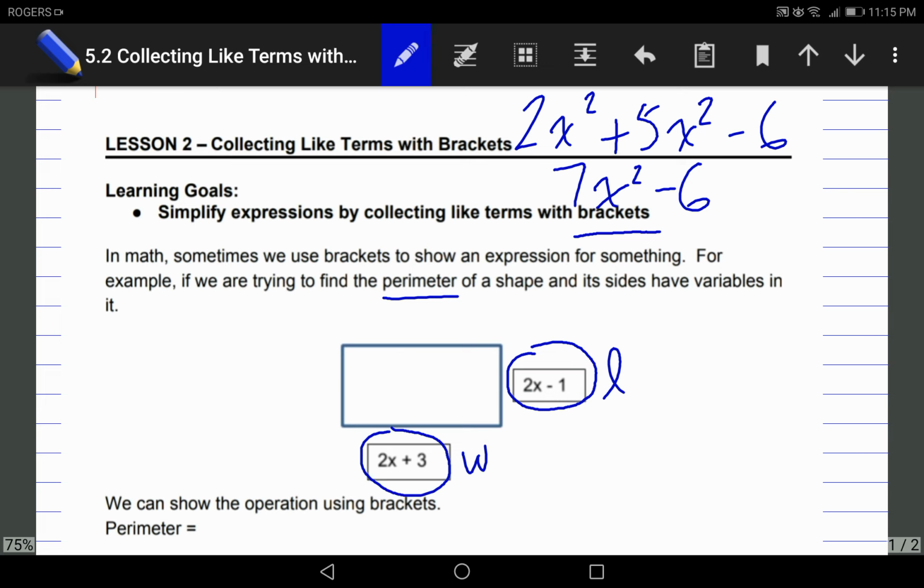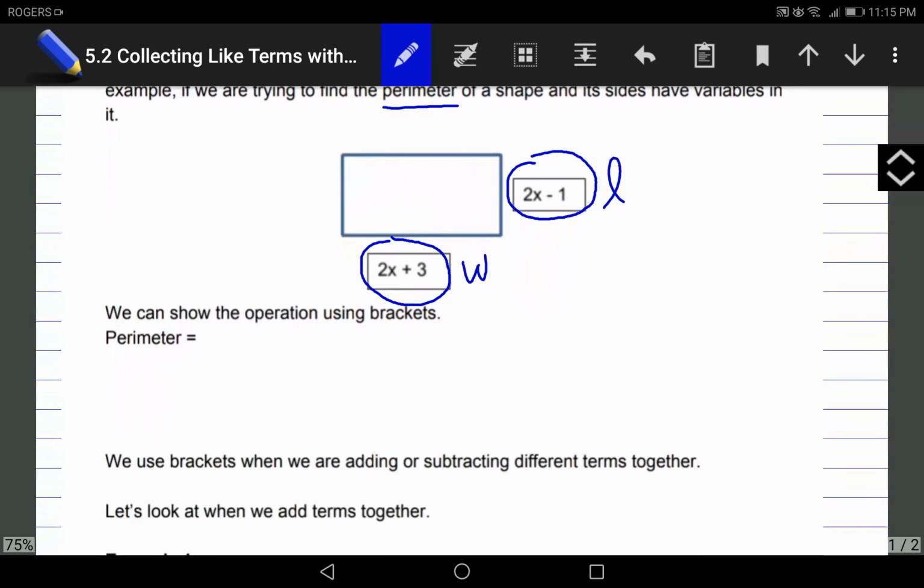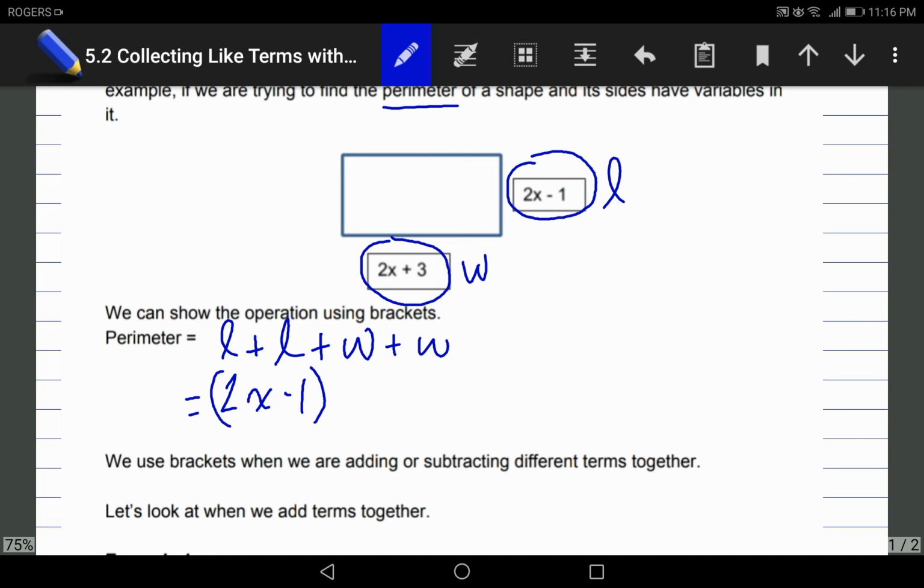So when that happens, and you are trying to find the perimeter of that shape, we will need to use brackets, and I'll explain why in a second. The perimeter of a rectangle is length plus width plus length plus width, right? You add up all four sides of the rectangle. So if we were to write this out, we would get 2x minus 1. You have to put that 2x minus 1 in brackets.